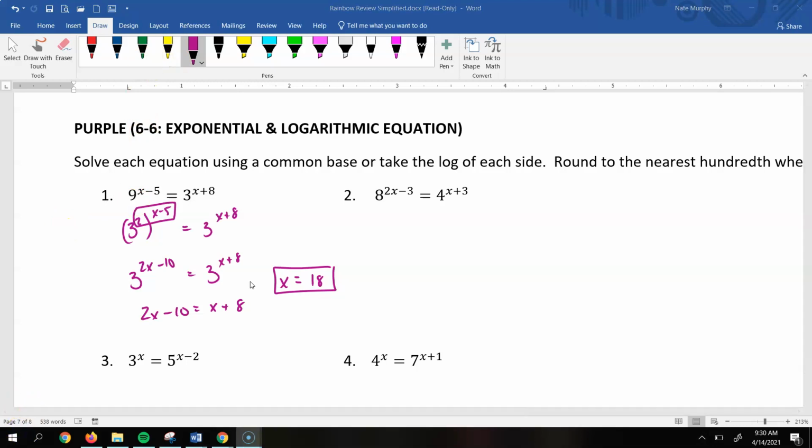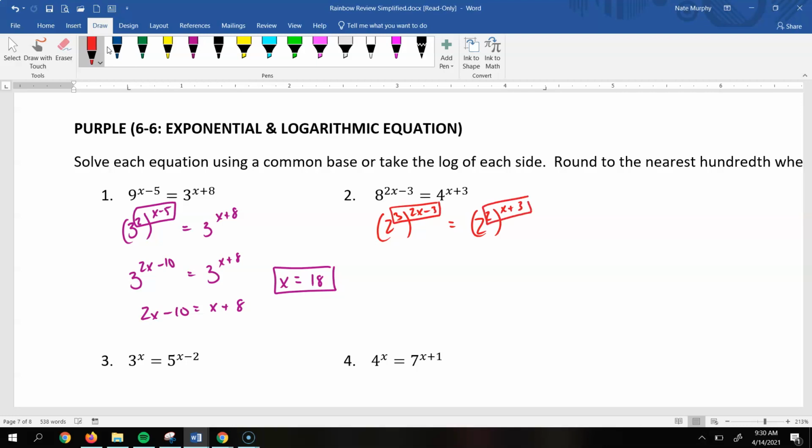All right, let's look at number 2. Number 2 is going to be very similar to the first one, where we're going to change this to have a common base. So 8 would be the same as 2 cubed, and that would still have an exponent of 2x minus 3. And on the right side, 4 would be the same as 2 squared, and that would have an exponent of x plus 3.